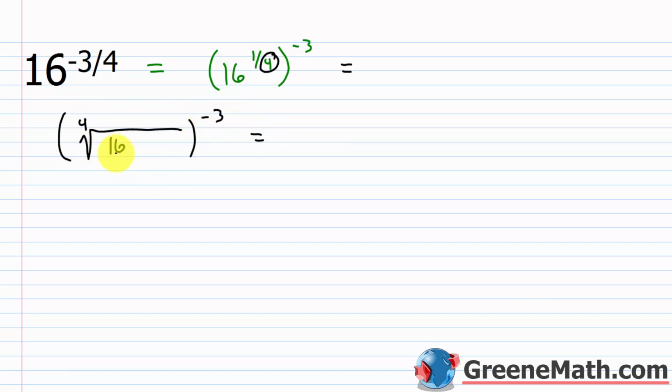So the 4th root of 16 is 2, right? 2 times 2 is 4. 4 times 2 is 8. 8 times 2 is 16. So this is 2 raised to the power of negative 3, which again is take the reciprocal of the base. So this becomes 1 over 2. Make this positive. So this is 3. So this ends up being 1 over 8 because 2 cubed is 8.